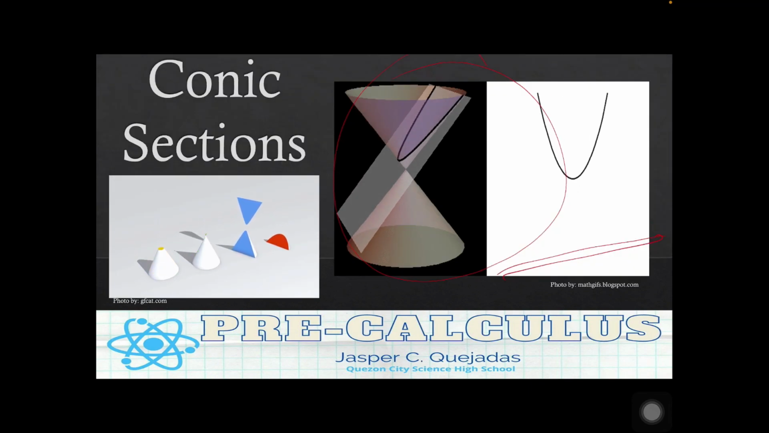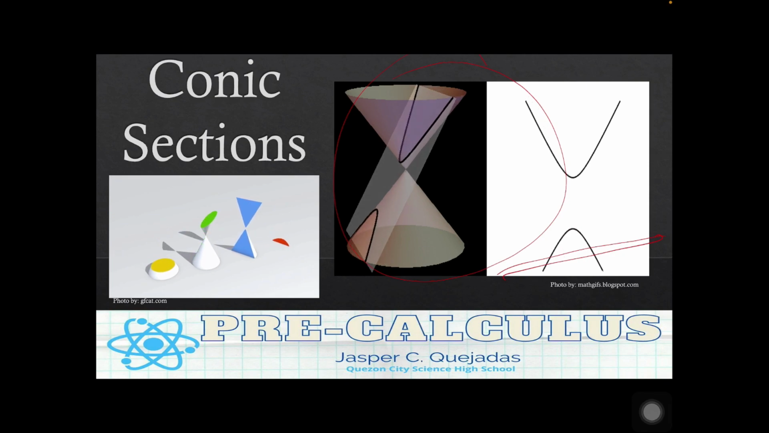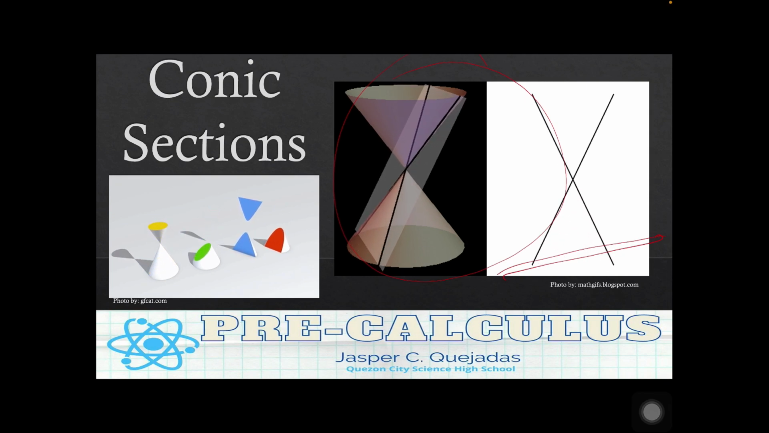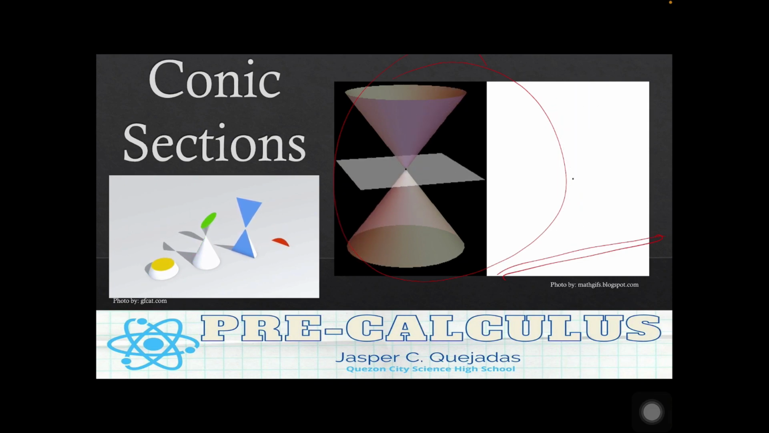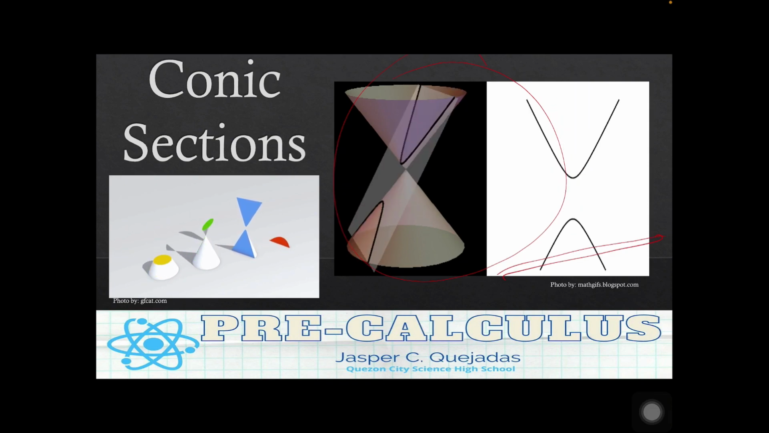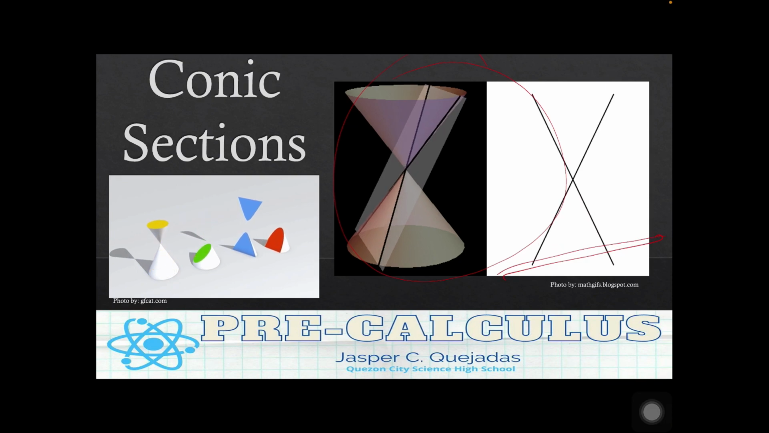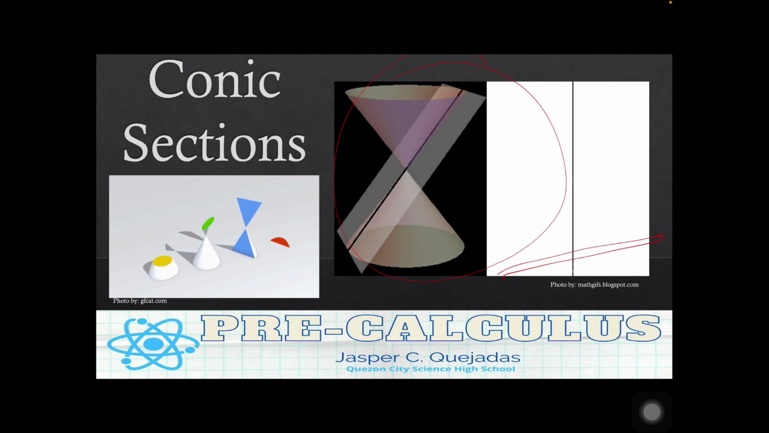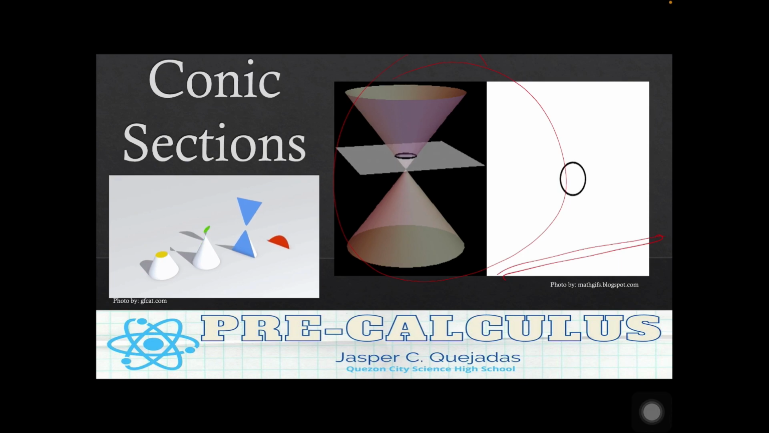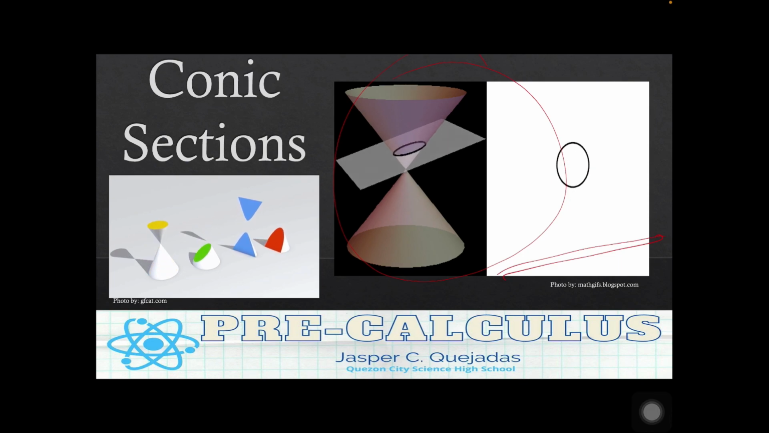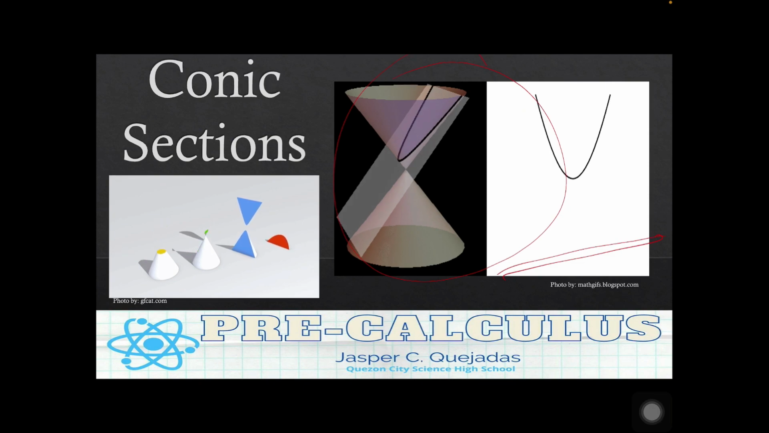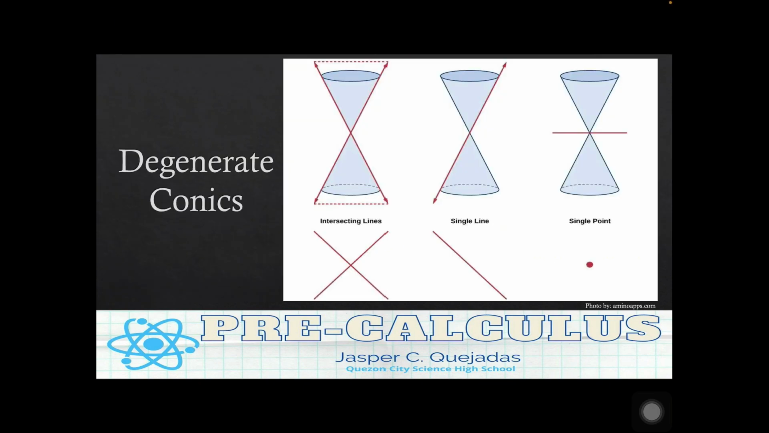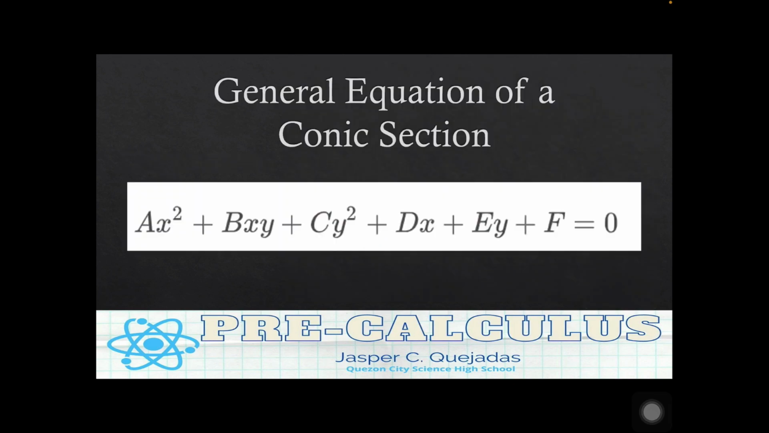Okay, so as the plane intersects the cone, as you can see, there's the intersecting line, there's the single line, and there's the point. There's the hyperbola, there's the intersecting line, there's the single line, there's the point. Then circle, ellipse, parabolas, and hyperbolas. So those are the conic sections and the degenerate conics.